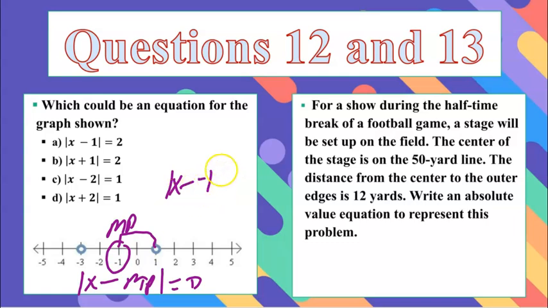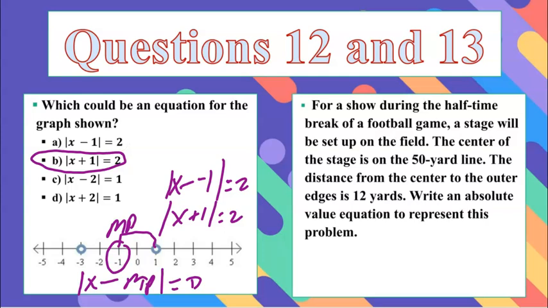So I have a -1 here in the absolute value, equals, how far away is it from the midpoint to the outer edge? It is 2 steps. So if I simplify this, this would be the absolute value of x, not minus a -1, but plus 1, equals 2, which leaves us with choice B.